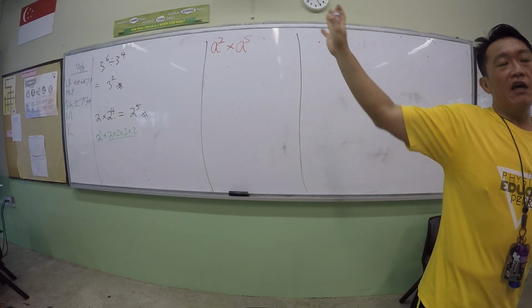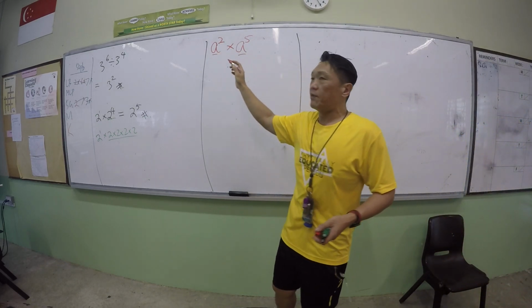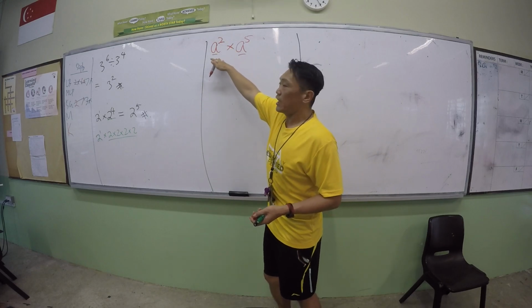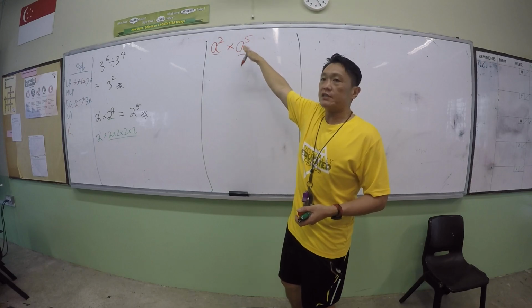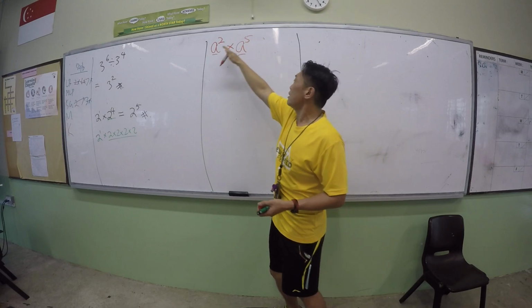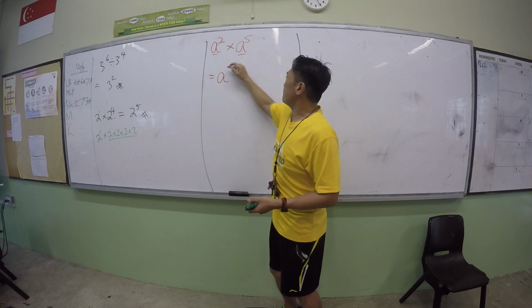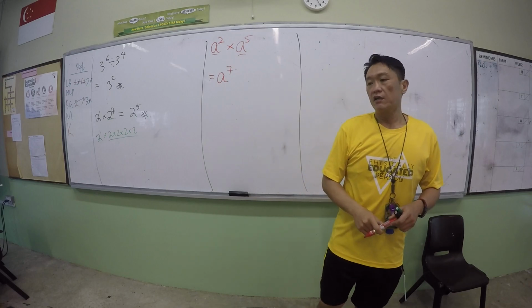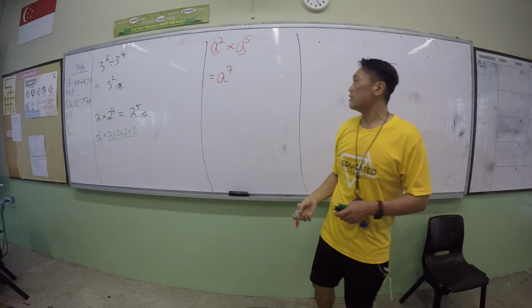Okay. So if the base is not a number, it is an alphabet, there is also no difference. A square means A multiplied by itself 2 times. A to the power of 5 means A multiplied by itself 5 times. If I were to multiply them together, it will still be the same. 2 plus 5 becomes 7. Okay? This one not in your textbook. You can write just at the side.